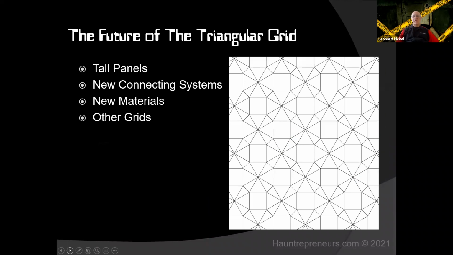What is the future of the triangular grid system? Tall panels. My standard panel is a 10-foot tall panel now. I like 12s. They're a little bit harder to manage, a little bit harder to put the.